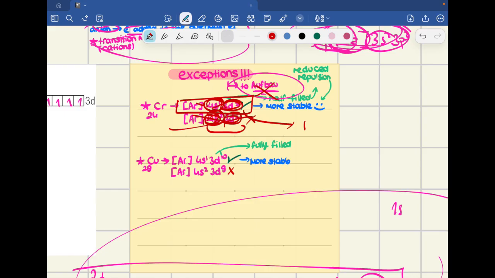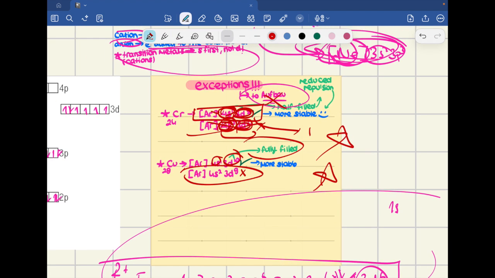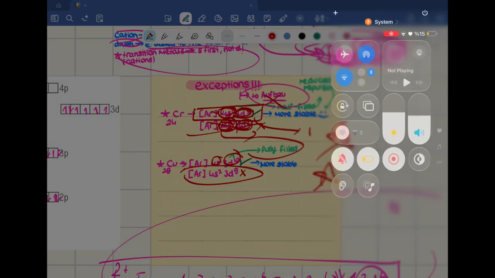Anyway, a similar thing happens with copper. As you can see, this was what we would expect, but this actually makes it unstable. And so instead, 3d10 is fully filled, and 4s is half filled, and this is a more stable configuration. So these two examples are super important. So yeah, this is the electron configuration part.